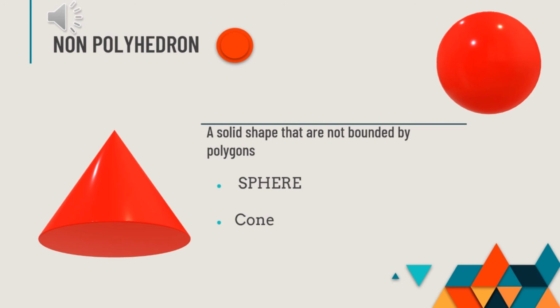Let's discuss the word non-polyhedron. Non-polyhedrons are cones, spheres and cylinders because they have sides that are not polygons.